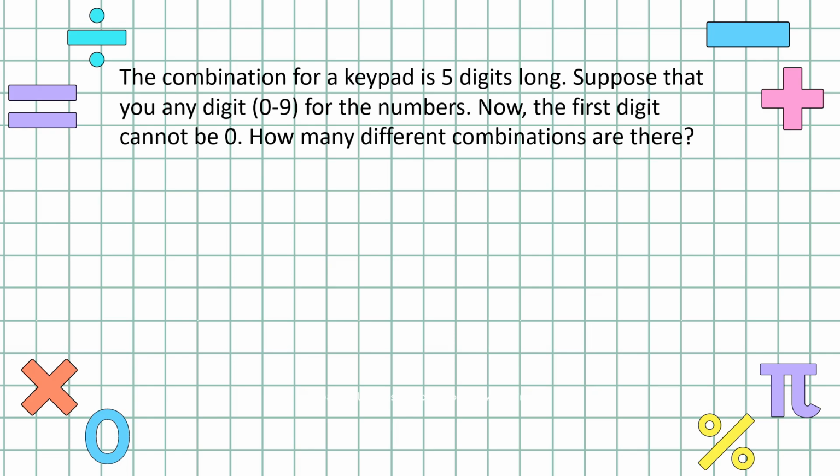So now it's your turn. I want you to answer this problem. The combination for a keypad is 5 digits long. Suppose that you can use any digit 0 to 9 for the numbers. Now, the first digit cannot be 0. How many different combinations are there? So don't forget to comment your answer below so we can check and verify if that's correct.